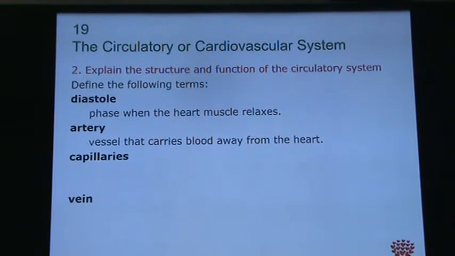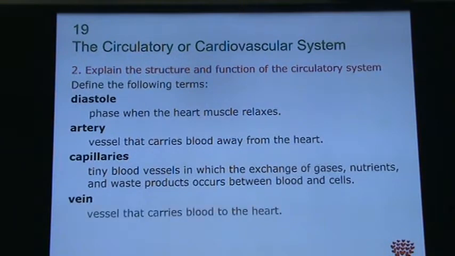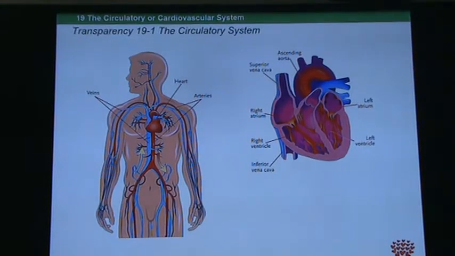Arteries carry blood away from the heart, and capillaries are tiny blood vessels where exchange of gas and nutrients occurs. Veins are vessels that carry blood to the heart. Remember, the arteries carry blood away from the heart. The veins carry blood to the heart. So that's your picture of the heart and the whole network of the circulatory system. All right.